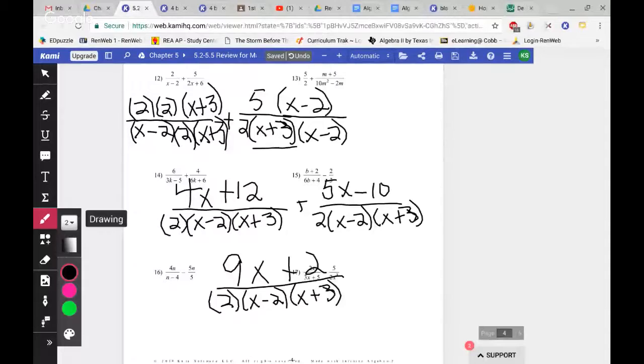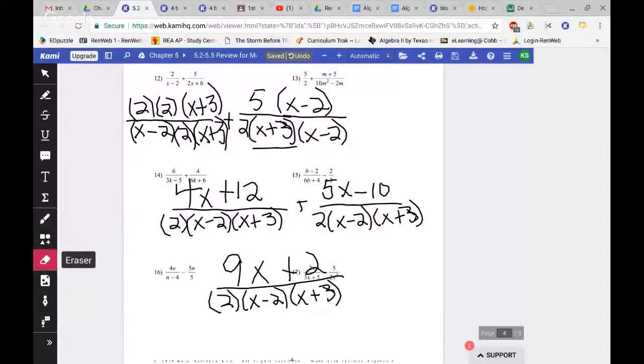Are there any questions popping up, Ms. Stone? Nope. Is everyone happy? Who wouldn't be happy? I know, we're adding fractions.